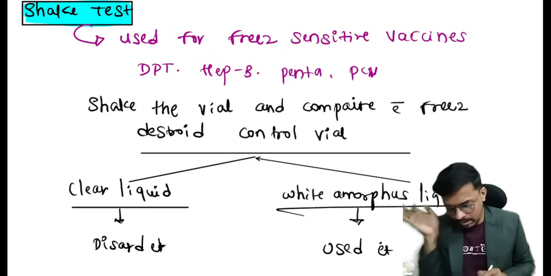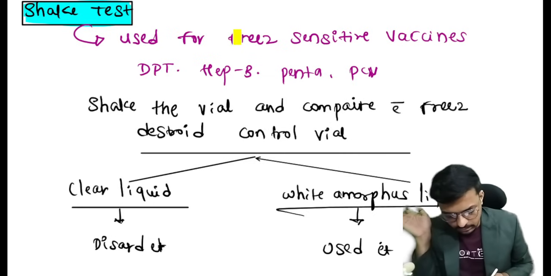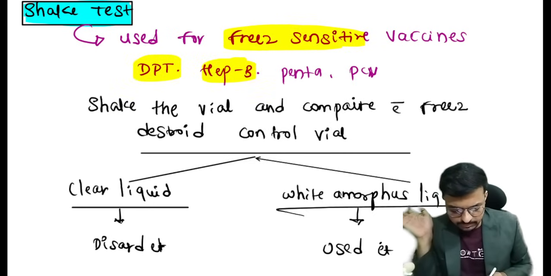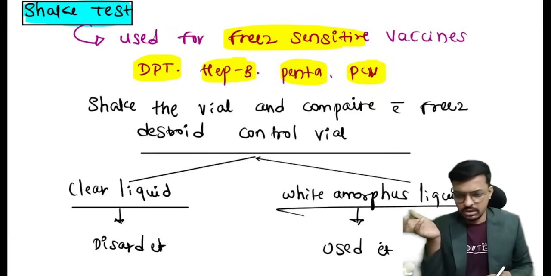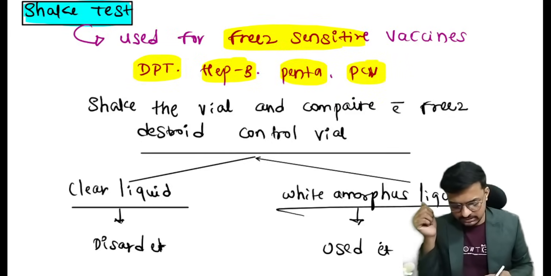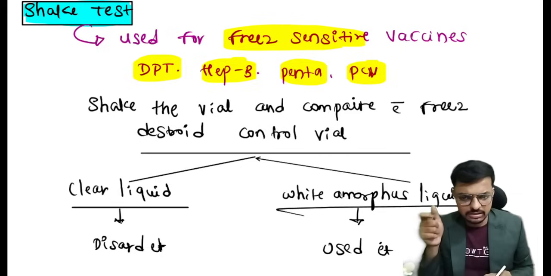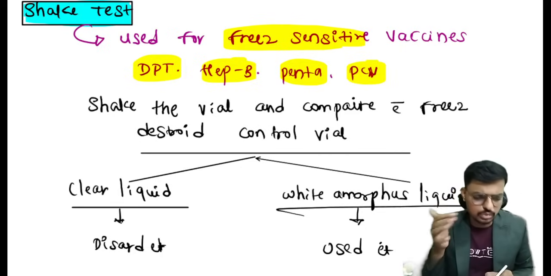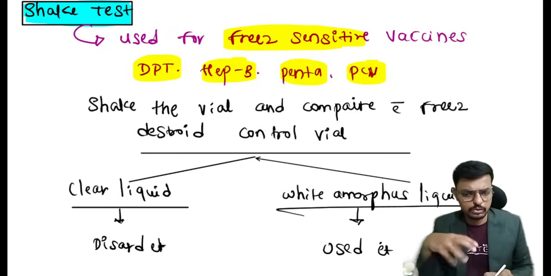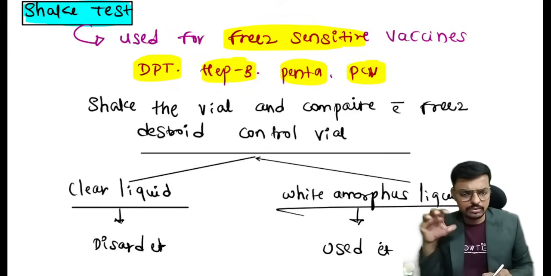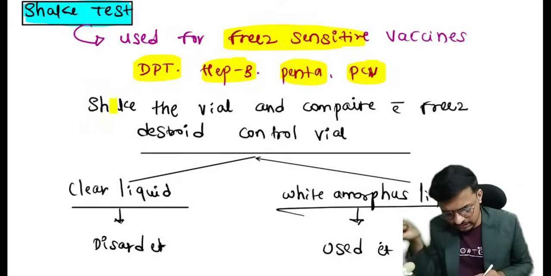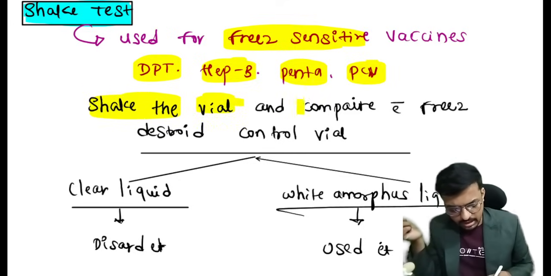Okay, so the shake test is used for freeze sensitive vaccines like DPT, hepatitis B, Penta, PCV. These are the freeze sensitive vaccines. In these vaccines we are checking whether they are ready to use, or whether we need to discard them. How will we do that? By the shake test. In the shake test, what we are doing is shaking the vial and comparing it with the control vial.